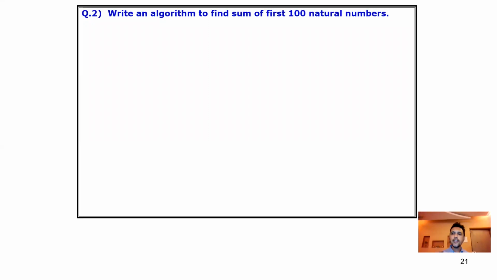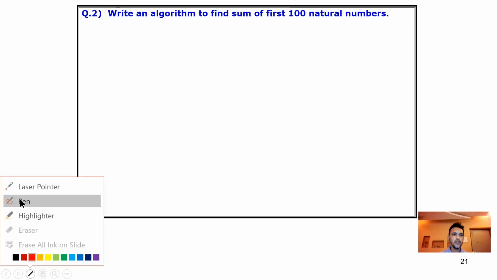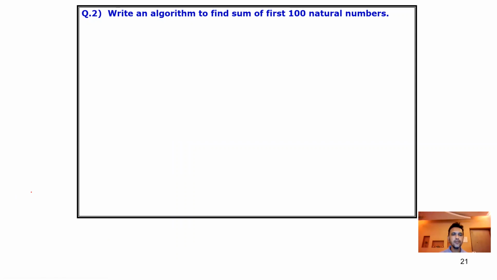Okay, now first let's understand the question. If you don't understand the question, then you will never be able to solve that particular question. The question says write an algorithm to find sum of first 100 natural numbers. So answer a very simple question. What are the first 100 natural numbers? Tell me. 1 to 100. Yeah, 1 to 100.